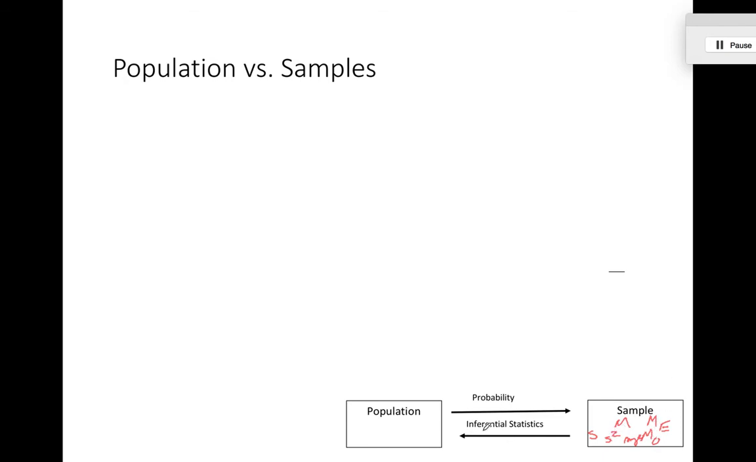Now, using the sample, I'm going to draw conclusions about the population. What conclusions am I going to draw? I'm going to draw conclusions about the null, and I'm going to draw conclusions about the alternative hypothesis. So we're going to be talking about using inferential statistics to draw those conclusions.